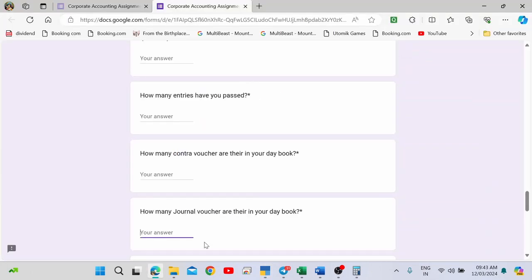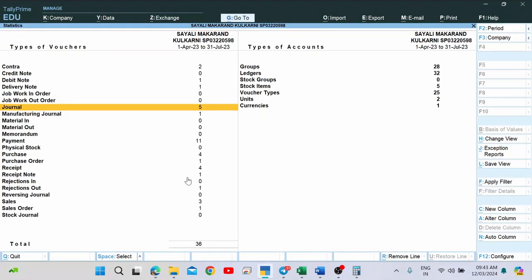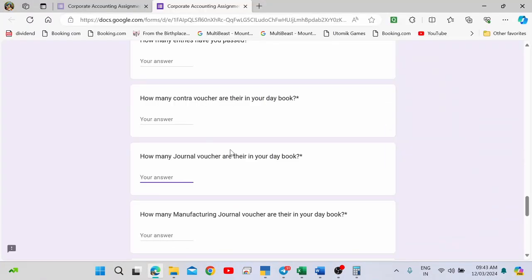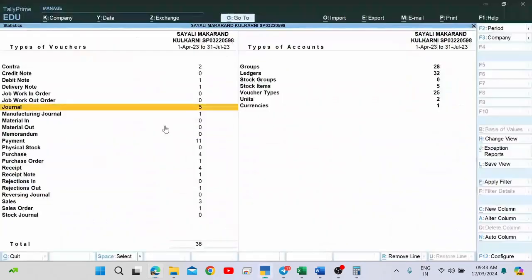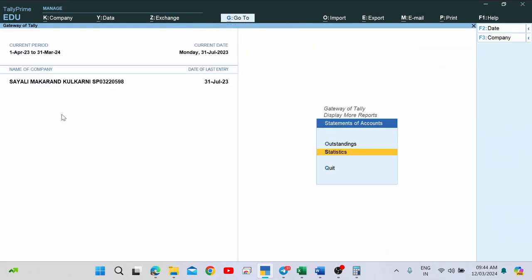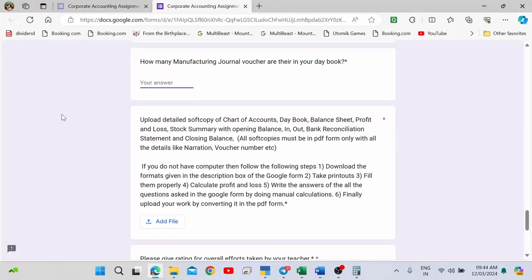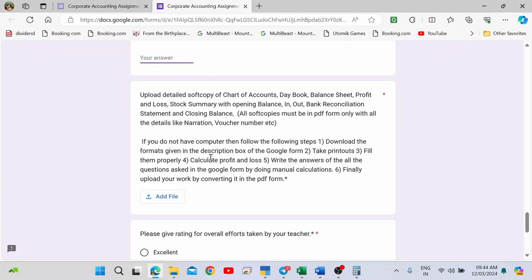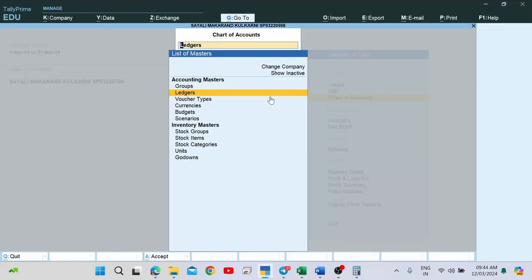Then 36. Then journal vouchers. How many journal vouchers? 5 here. Check your statistics and then rate. How many manufacturing journals? One manufacturing journal. Like this you can get the count. And then finally they are asking us to upload the soft copy of the chart of accounts.